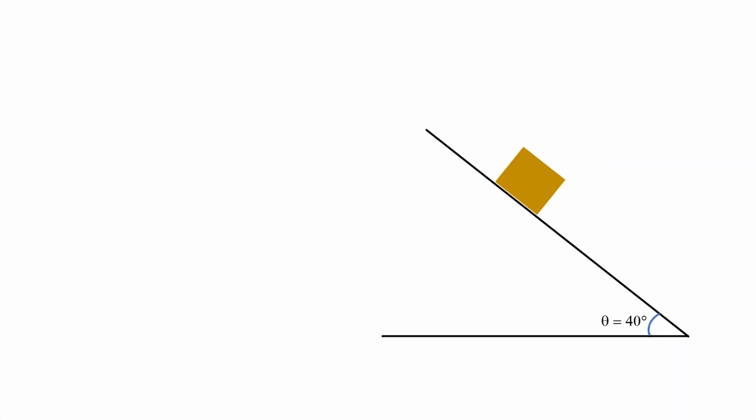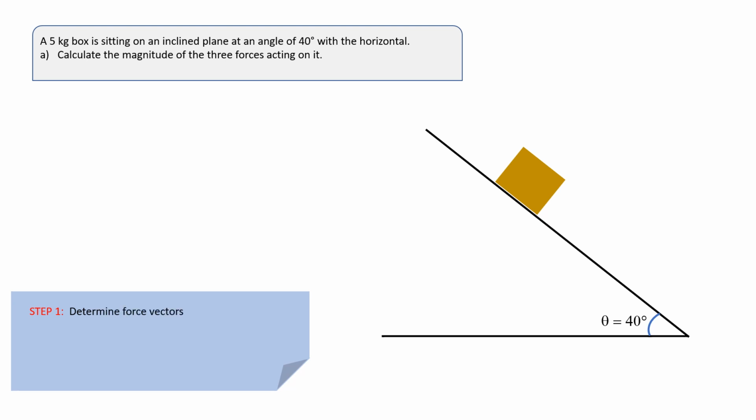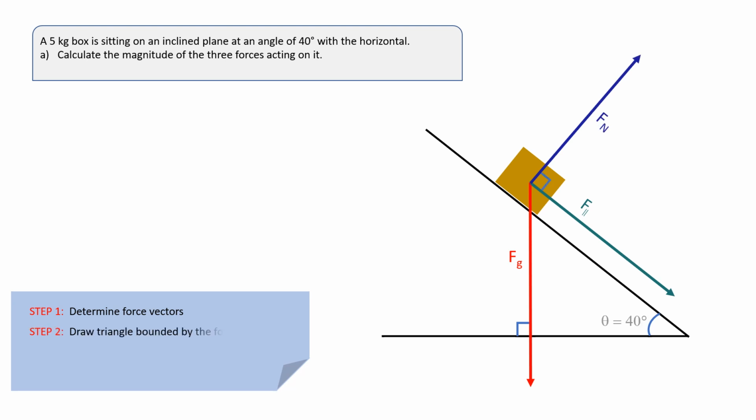To apply what we've just learned, let's start with the following word problem. A 5-kilogram box is sitting on an inclined plane at an angle of 40 degrees with the horizontal. Calculate the magnitude of the three forces acting on it. Step 1. Determine the force vectors. Step 2. Draw a triangle bounded by the three force vectors. Remember that you can draw this just anywhere.